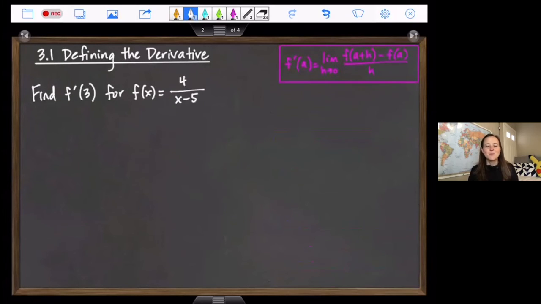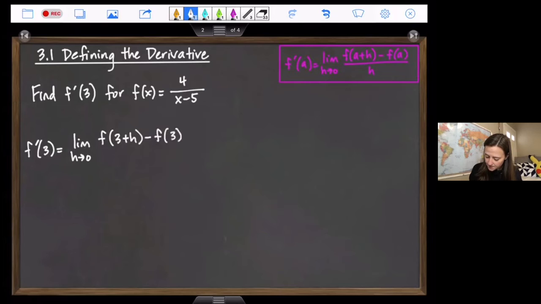All right, so let's do one more example of finding the derivative using the limit definition. So we're going to find f prime of 3 for f of x equals 4 over x minus 5. All right, so we'll copy down our limit definition. So we've got f prime of 3. It's going to be the limit as h approaches 0, f of 3 plus h minus f of 3, all over h. All right, so again, let's evaluate our two function boxes here.